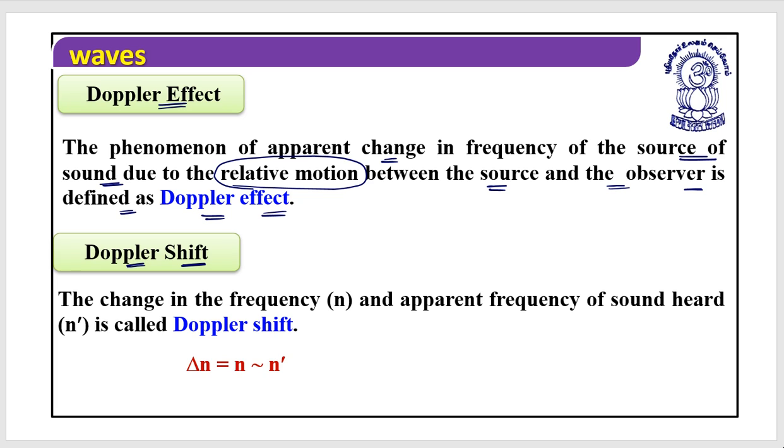So basically Doppler shift is the change in the frequency, the change between the original frequency and the apparent frequency of sound heard. That is what we call the Doppler shift. So it is basically the difference of the original frequency and the apparent frequency. I hope this is clear.